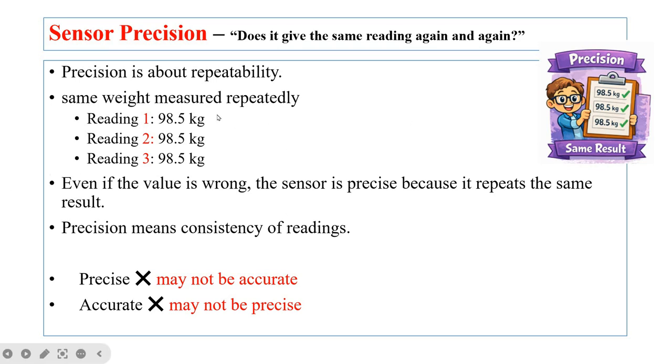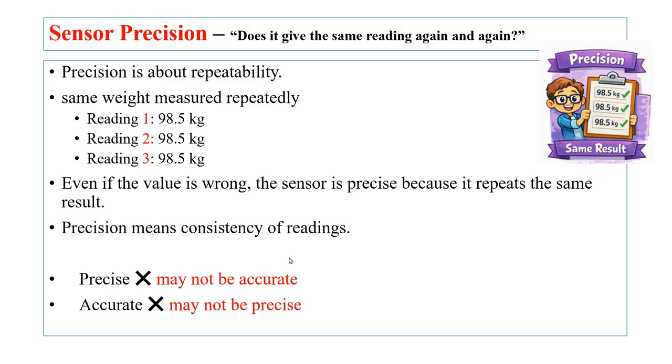Suppose you are measuring some weight repeatedly. Reading 1 you get 98.5 kg. Reading 2 also gives 98.5 kg. Reading 3 will be the same. Even if the value is wrong, the sensor is precise, because it is repeating the same value. The measured weight may be wrong, but every time it gives the same value, therefore it is precise. So precise means consistency of readings. Precise doesn't mean it is accurate, and accurate does not mean it is precise.